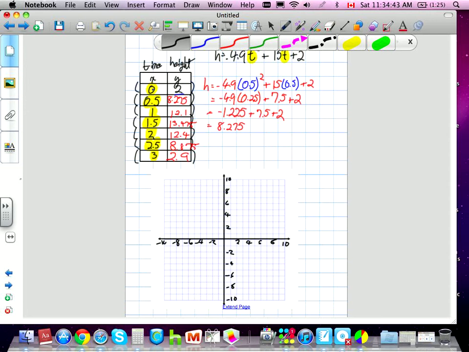That's my very first point I just figured out. Okay. My second point is at 0.5. So at 0.5, y, because again, this is our x and this is our y, is 8.275. So I'm going to have to estimate a little on this because my graph doesn't quite go there. 0.5, that's 8. It's probably about there, okay?